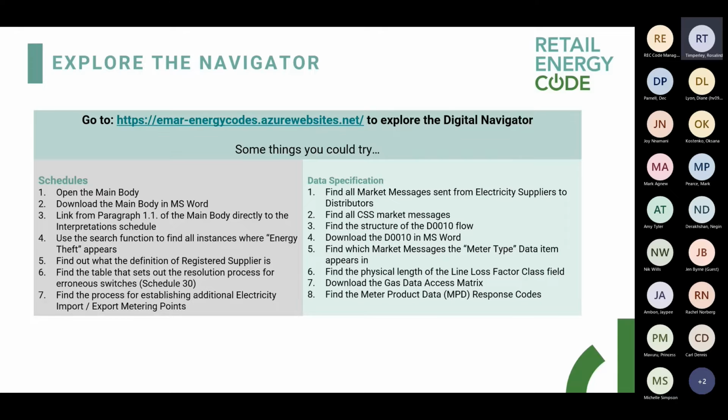Okay, and then our last one on the schedule side of things: find the process for establishing additional electricity import/export metering points. So in this instance, I'm not giving you the schedule number, to make that slightly harder. So how would you find a process that you want to know about within the REC legal text, and does the navigator make it easy for you? I'll give you a minute or two to work on that one.